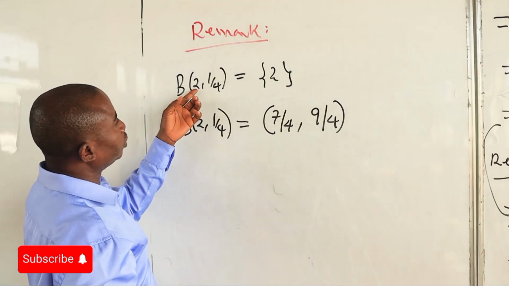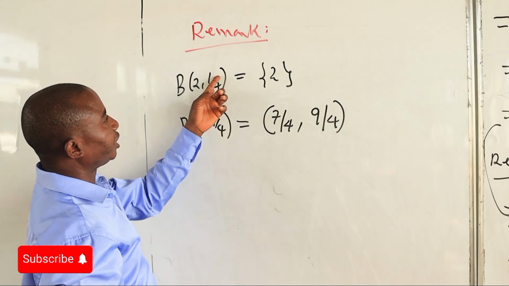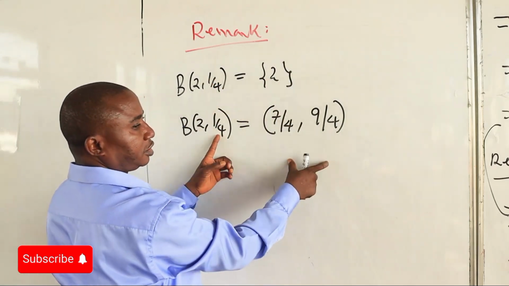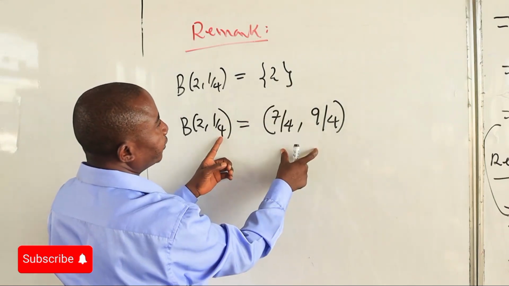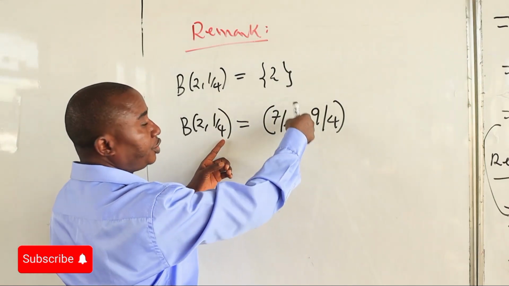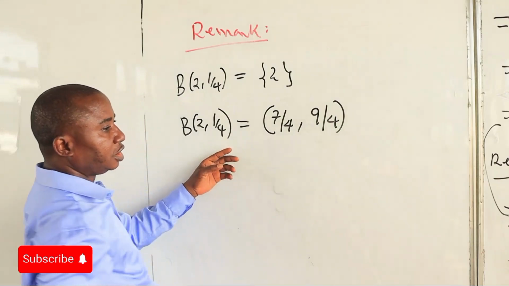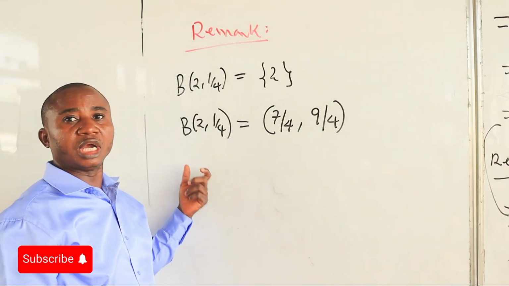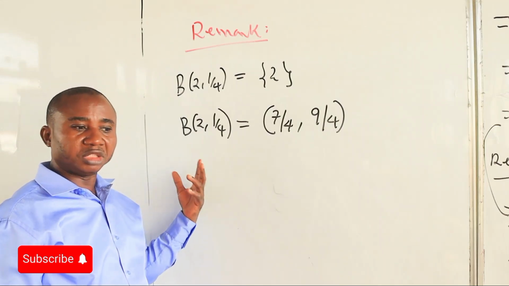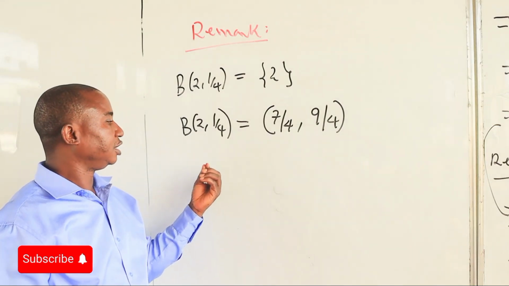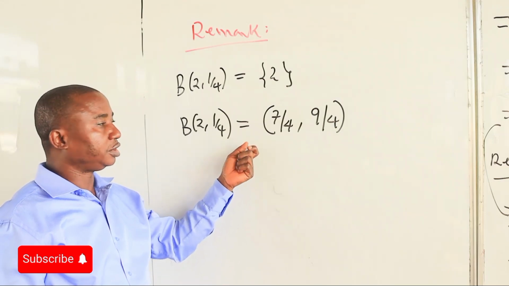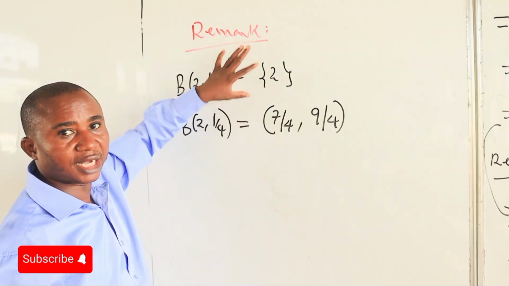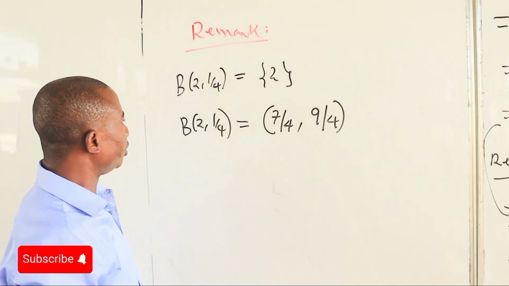The same parameters, center 2, radius 1/4, but we have different sets. What accounted for this difference is the metric we used here and the metric we used here. So you have to bear in mind that anytime you compute an open ball, the nature of the set you obtain at the end of the day is guided by the metric you are using. That is very important for us to highlight, and that's what we did here.